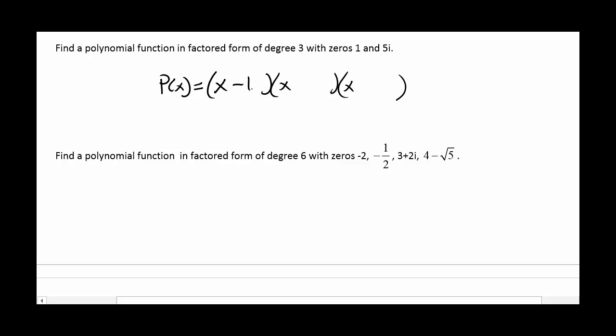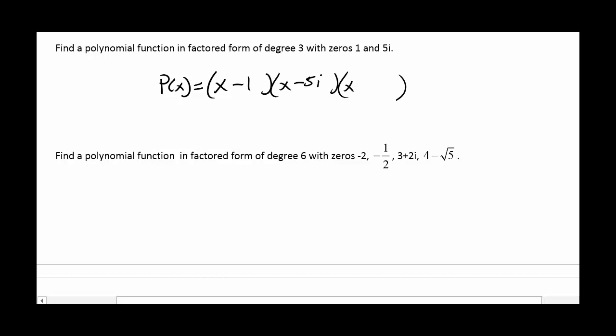So that means x minus 1 is a factor. They told me that 5i is one of them, so that means x minus 5i is a factor. And now we sort of have this question mark. What about the other one? They only gave us 2 zeros, so what about the third one?